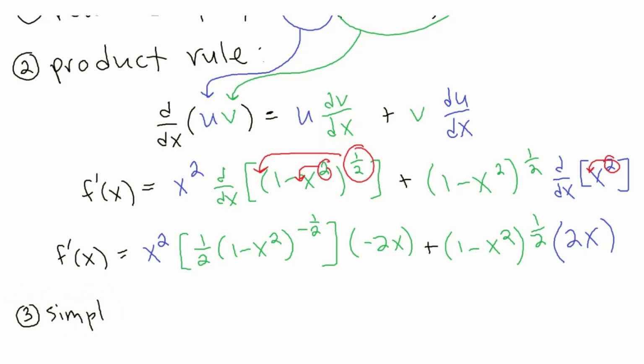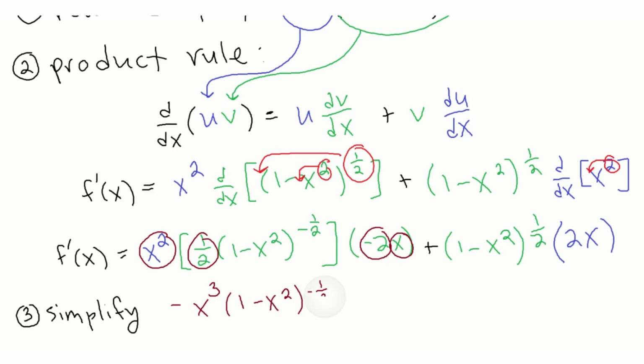Now let's simplify. Pause your video and simplify this derivative. On the left side, negative 2 times 1/2 is negative 1. And x times x squared is x cubed. Over to the right side, I'm going to move the 2x to the front, so both terms have a similar appearance.